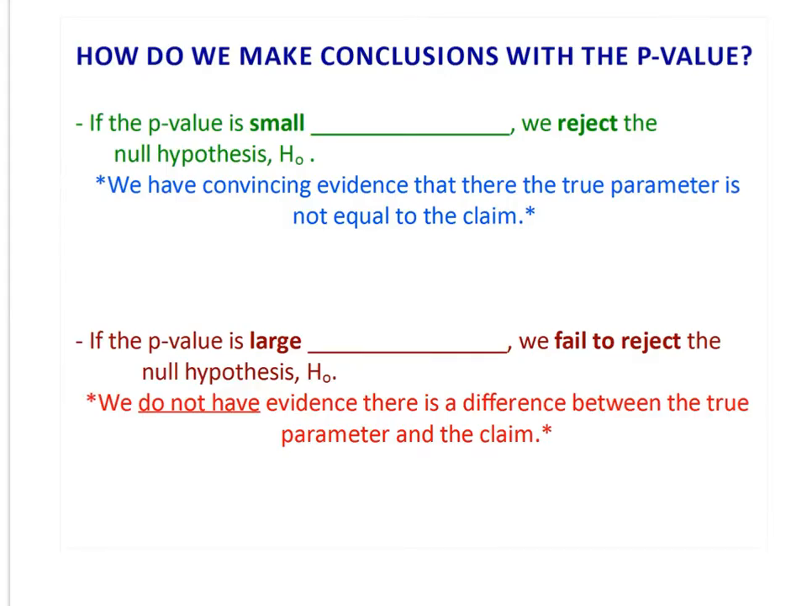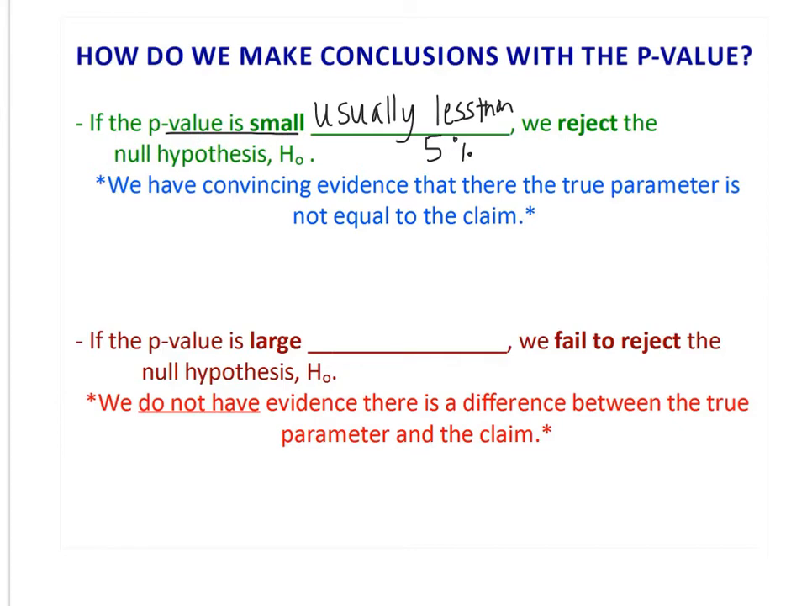So how do we make conclusions with the p-value? What does the p-value kind of tell us? Well, we have two outcomes that could happen. The first is if the p-value is small. So small is usually less than 5%.